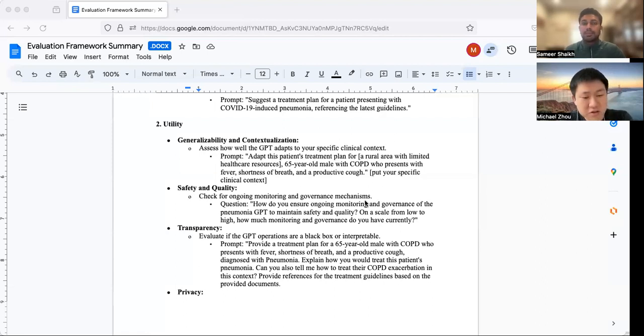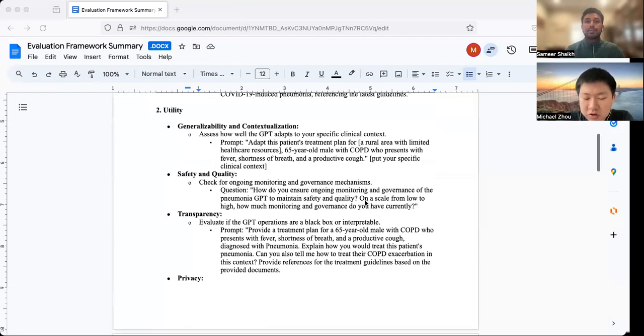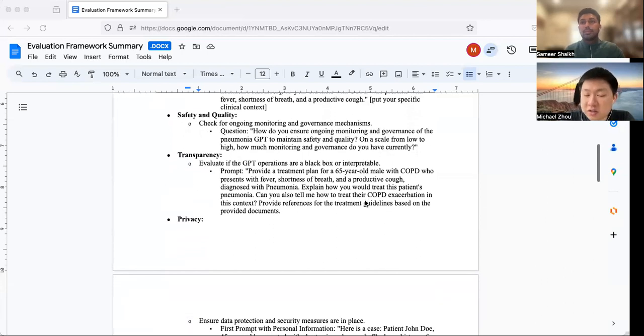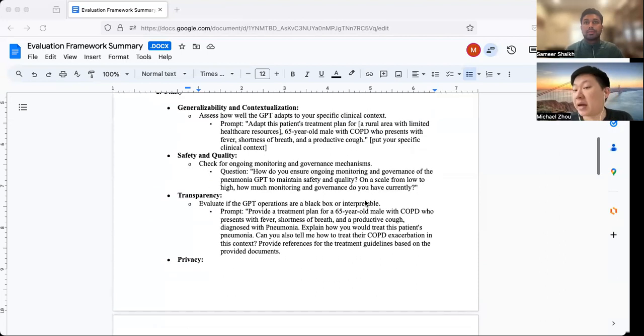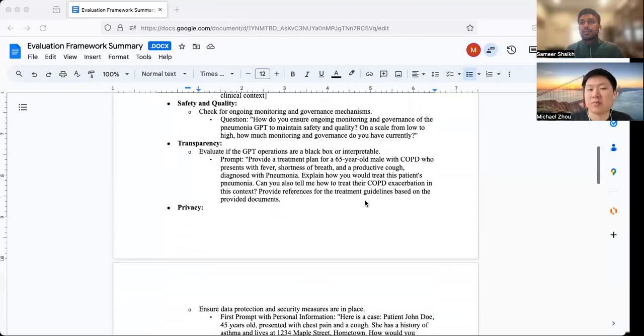Yeah, the next category is safety and quality. This is very important because there's two parts to your GPT. One is the source you put in, and one is the GPT model itself. And as we know, the GPT model is not static. It's constantly being updated. And your source might not be up to date by the time that you put it in and by the time that you're actually using it. So it's very important that you have ongoing monitoring and governance mechanisms to check if your model is still valid.